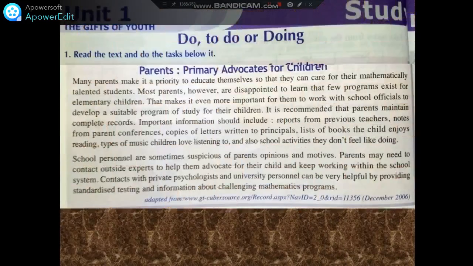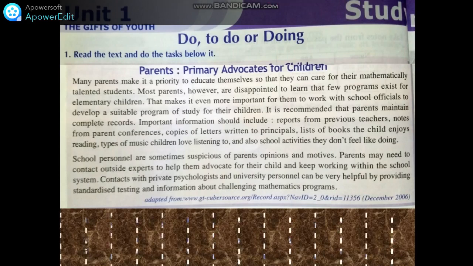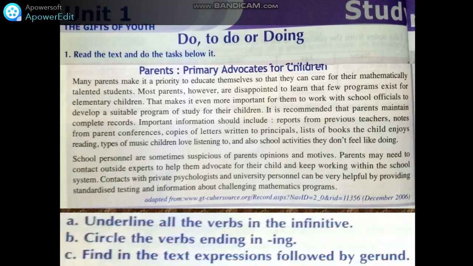Great. Now let's move not to practice, but let's move to page number 14 in your student's book. Now here, read the text and do the task below. So stop the video, please, and read the text. Okay, great. Let's move now to the task. A. Underline all the verbs in the infinitive. B. Circle the verbs ending in ing. C. Find in the text expressions followed by gerund.